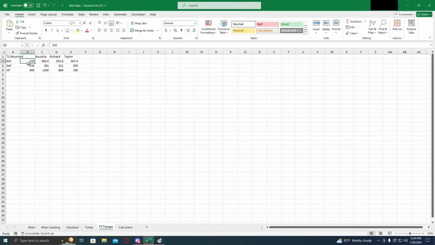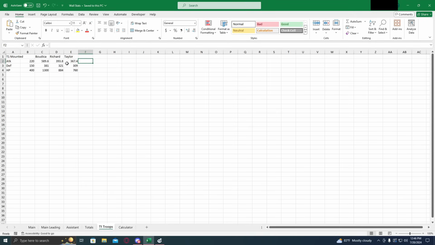These are the base stats for a T1 mounted troop. Once you apply the separate buffs for each, this is how much of the extra stats you're going to get from each of these generals. Boudica is going to give you an extra 589.6 attack per T1 mounted troop. Richard is going to give you 393.8, and Taylor's going to give you 367.4.